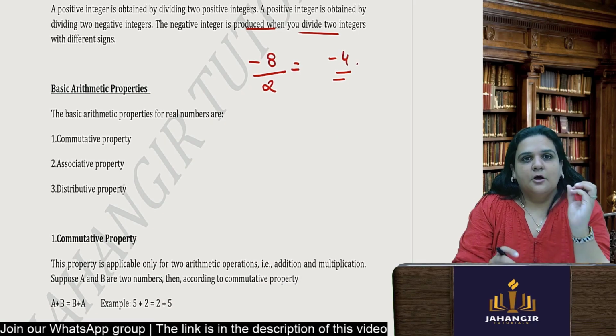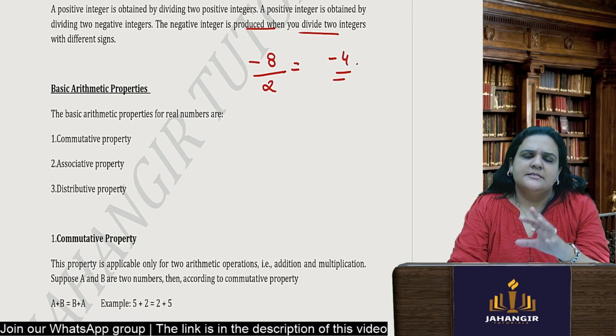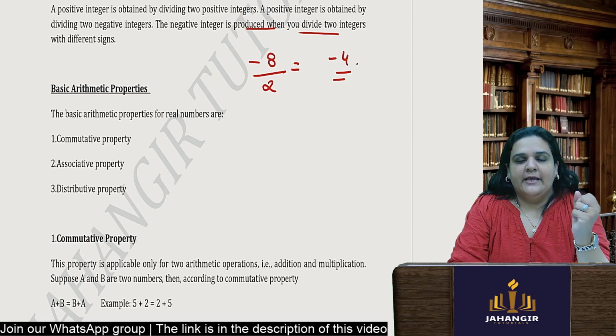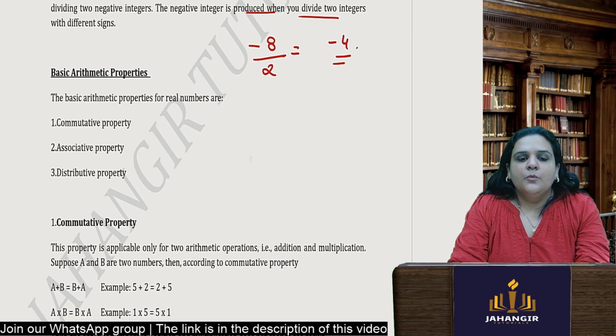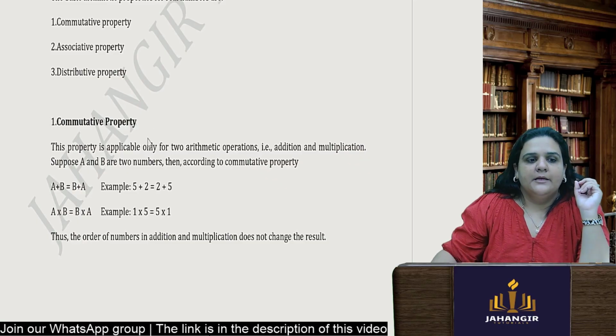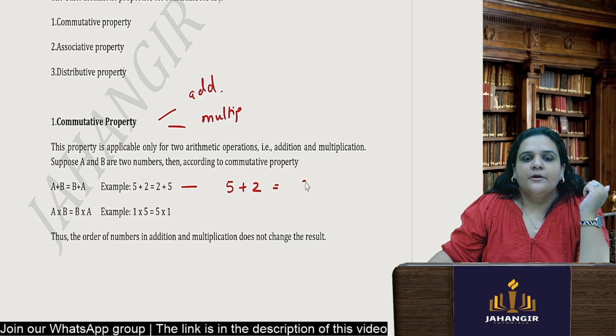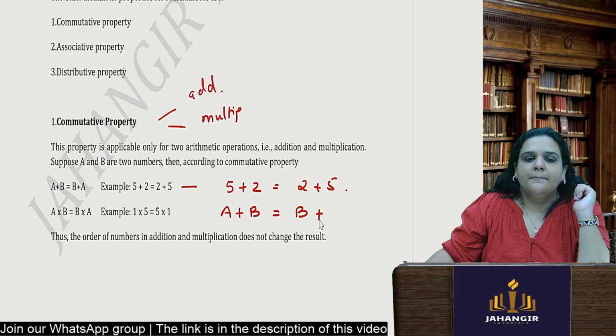I'll move to the next topic, that is basic arithmetic properties. Same thing, addition, subtraction, multiplication, division. But there are certain properties which we have. One is commutative, associative and distributive. Commutative is applicable for addition and multiplication. What are they saying here? That if I am doing 5 plus 2, the same answer I will get if I do 2 plus 5. Correct? Basically, A plus B will always result in B plus A.